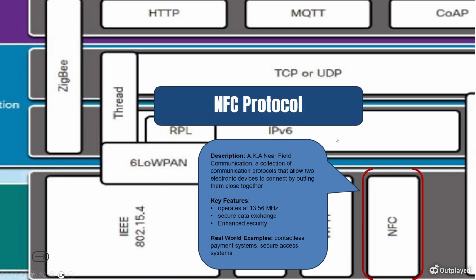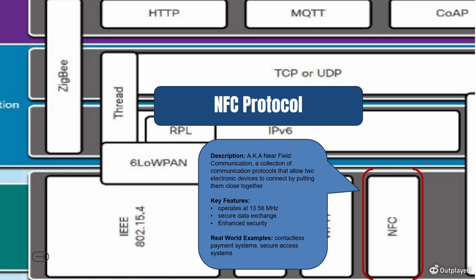So moving on to NFC, which stands for Near Field Communication, is a set of communication protocols that enable 2 electronic devices to establish communication by bringing them within close proximity, usually less than 4 cm. In the diagram, NFC is located in the network access layer, highlighting its application in facilitating secure and quick data exchanges over short distances. This is crucial for applications like contactless payments and secure access.